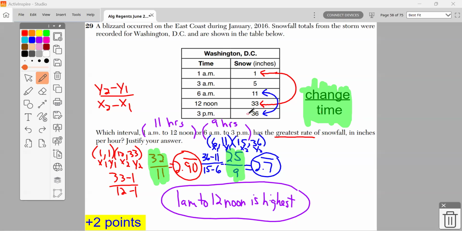How much snow did they get from 6 a.m. to 3 p.m.? It went from 11 inches to 36 inches. So they got 25 inches of snow over what period of time? 6 to 3 is a 9-hour period of time. So 25 divided by 9 is 2.7, repeating. So which interval had the greatest rate of change? It is the 1 a.m. to noon, because 2.9 is higher than 2.7.